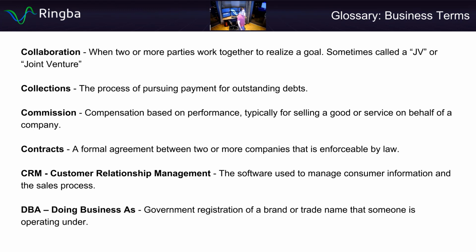DBA, that's doing business as, and that's a government registration of a brand or a trade name that someone's operating under. To do business in the United States and many other countries, you need to have a legal DBA. You need to register your business with the government so you can open bank accounts, and so you can legally transact business in whatever country you're operating in.